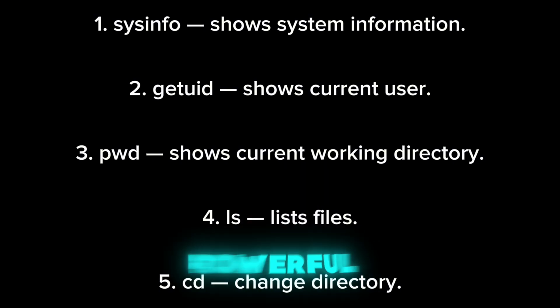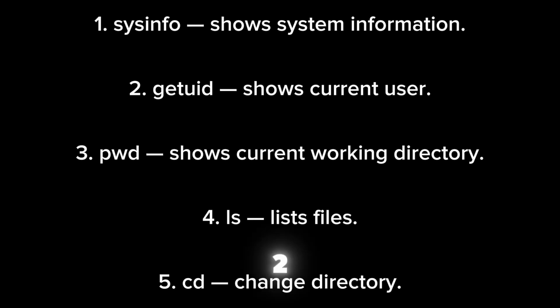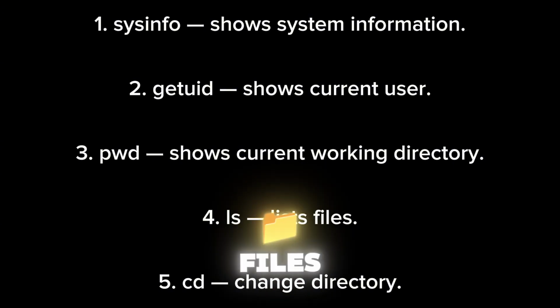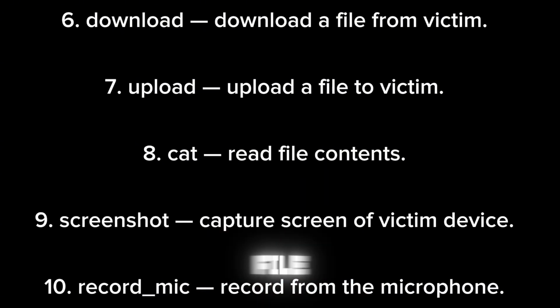Here are 20 powerful commands you can run on the victim device. 1. sysinfo shows system information. 2. getuid shows current user. 3. pwd shows current working directory. 4. ls lists files. 5. cd changes directory. 6. download a file from the victim. 7. upload a file to the victim. 8. cat reads file contents.